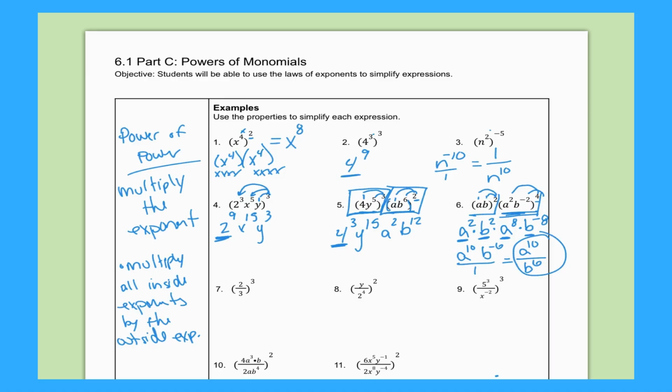And then the same is going to be true when we start doing division. We're going to treat that in the same way. We will take the outside exponent and multiply every exponent on the inside. And we'll look at that in a separate video.